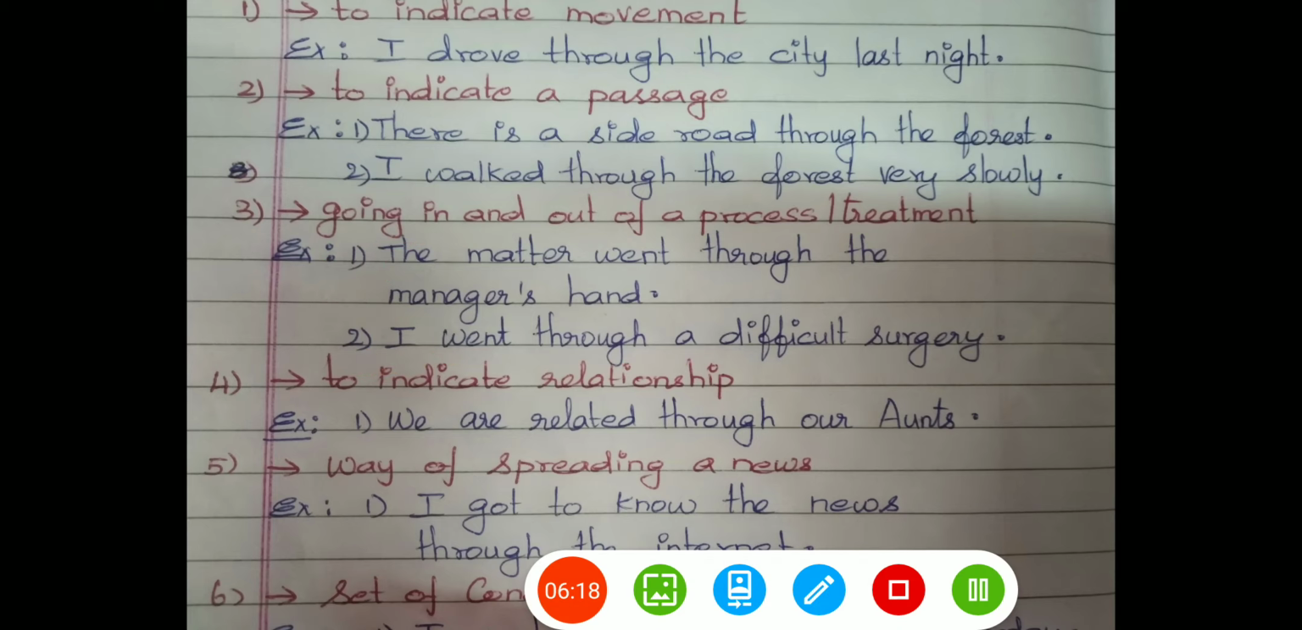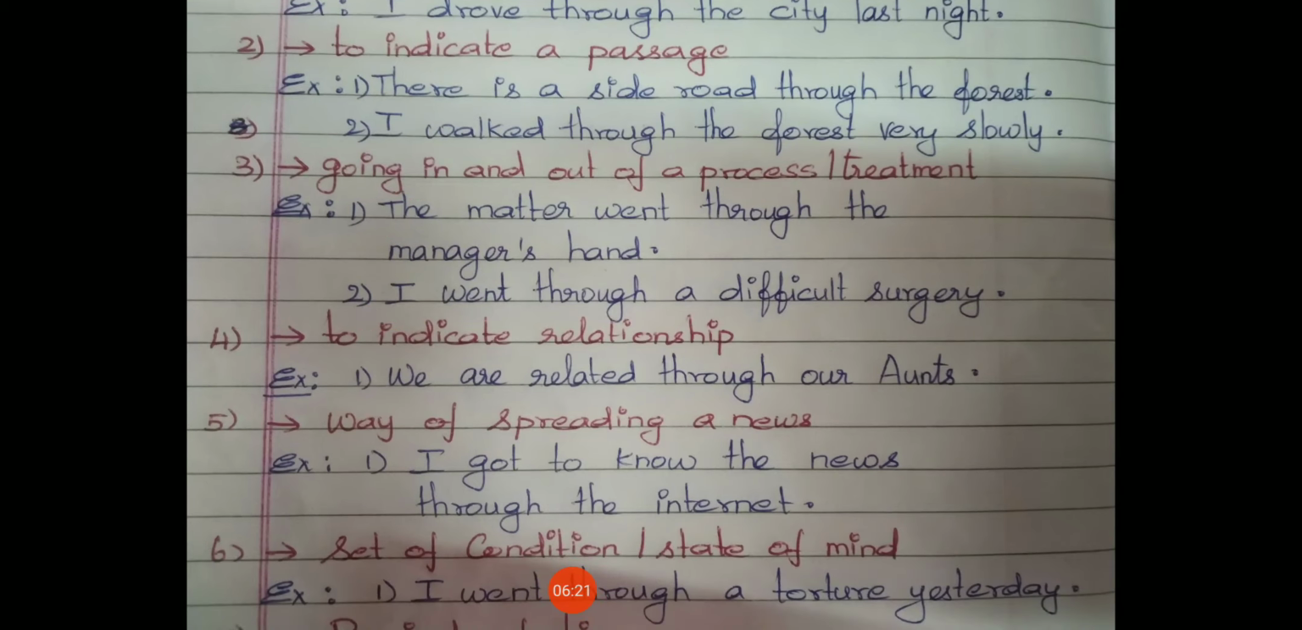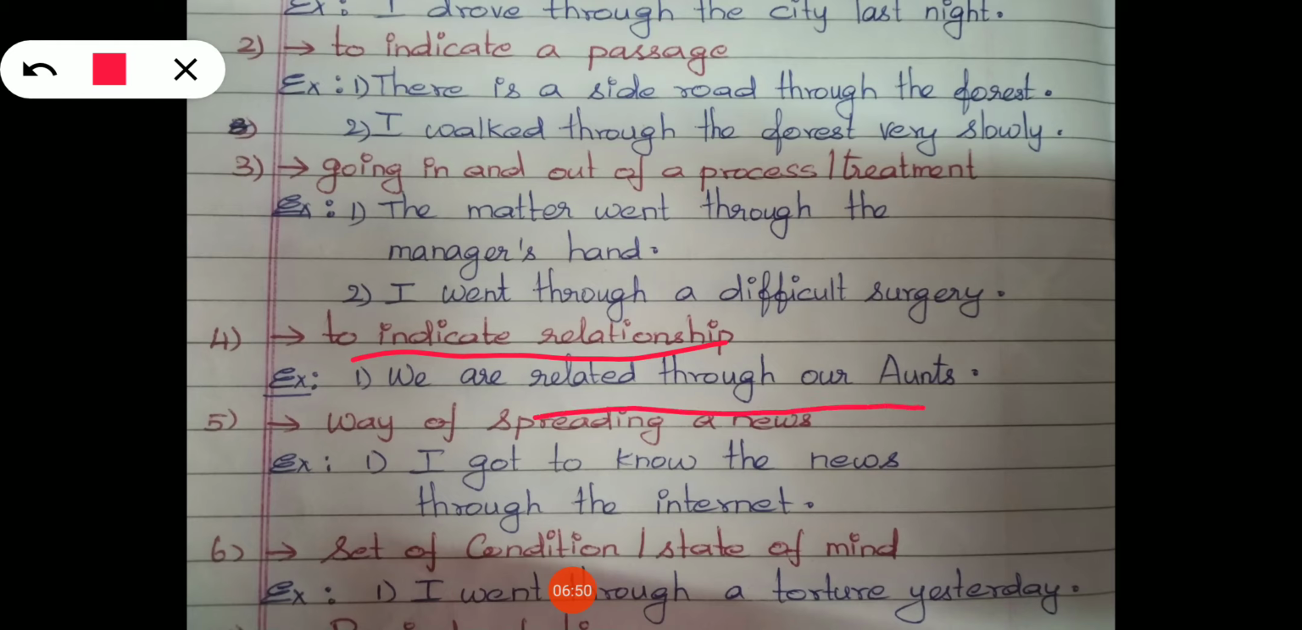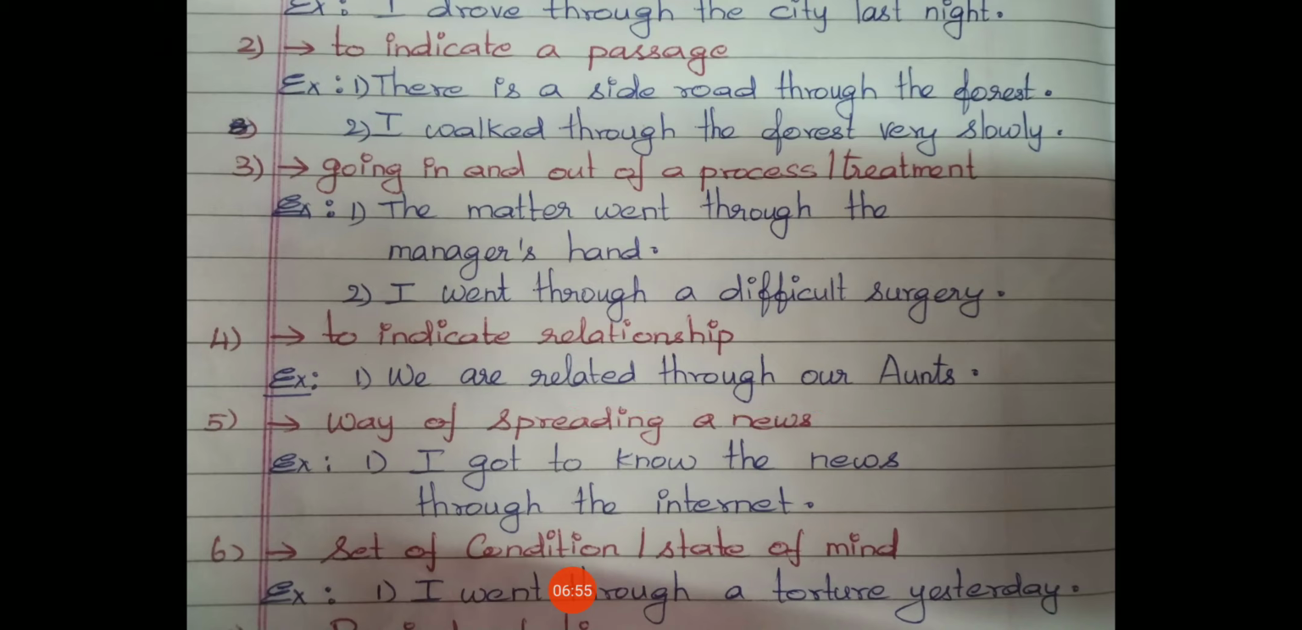Okay, so the next place where we can use through is to indicate a relationship. Okay, so we are related through our aunts. We are related through our uncles. We are related through our friends from abroad. So like that, to indicate a relationship. Relationship means whatever it might be, friendship or family relationship, blood relationship, whatever it is. For example, we are related through our aunts. Auntie, that is.